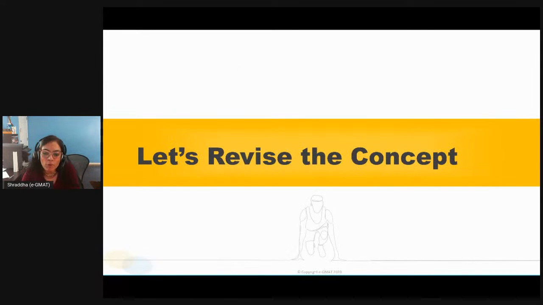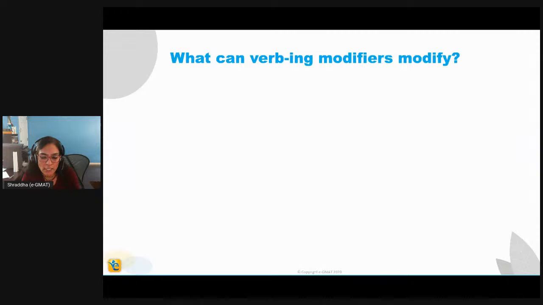Now, before we get into the questions, let's take a look at the concept. Let's quickly recap the concept. Now, verb-ing modifiers. Modifiers itself is a very tricky concept, and in that we have a lot of divisions, and verb-ing modifiers continue to be a very difficult sort of modifier, but basically they are not. So let's just understand what these modifiers can do.